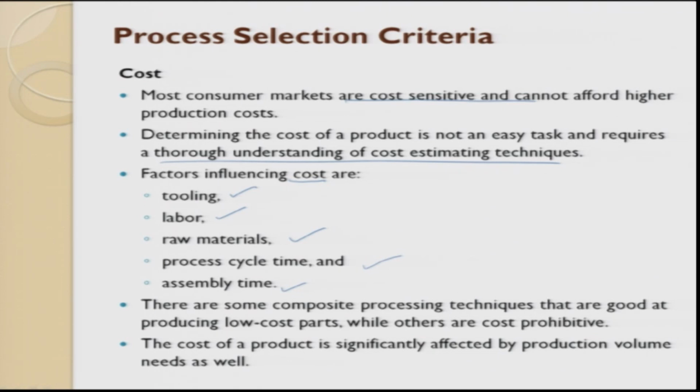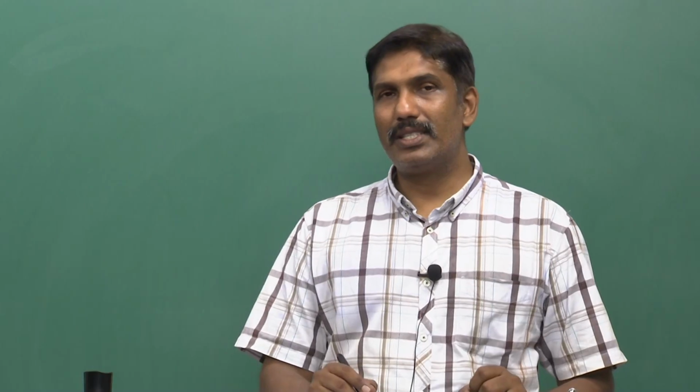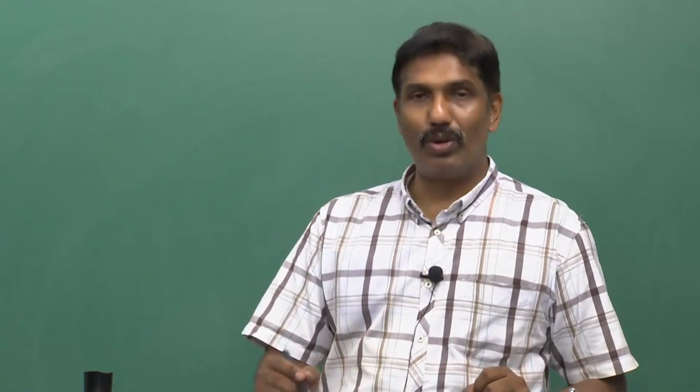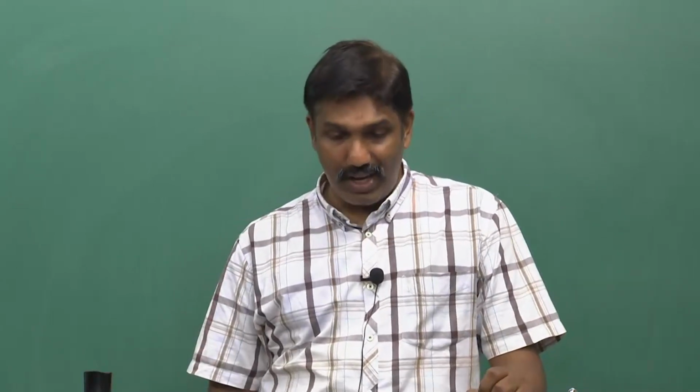There are some composite processing techniques that are good at low volume production, while others are cost prohibitive. The cost of a product is significantly affected by the production volume needs as well. So, depending upon the production rate, the cost can be reduced when you divide by the number of pieces. So, costing is a very important parameter, and deciding the cost is a big challenge. This depends on various factors which we have discussed.